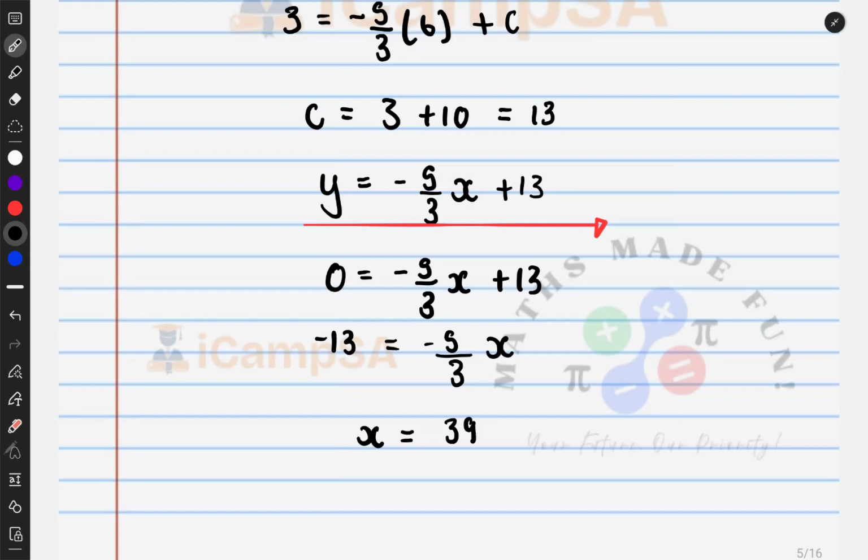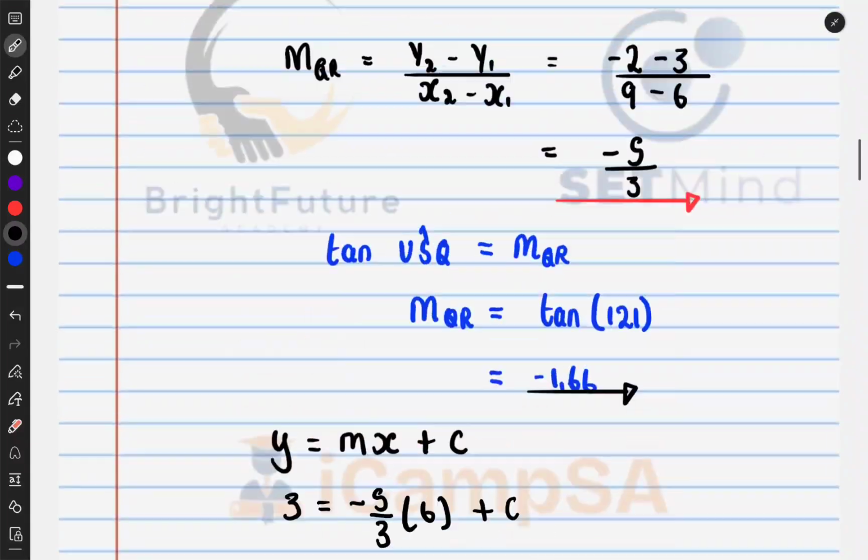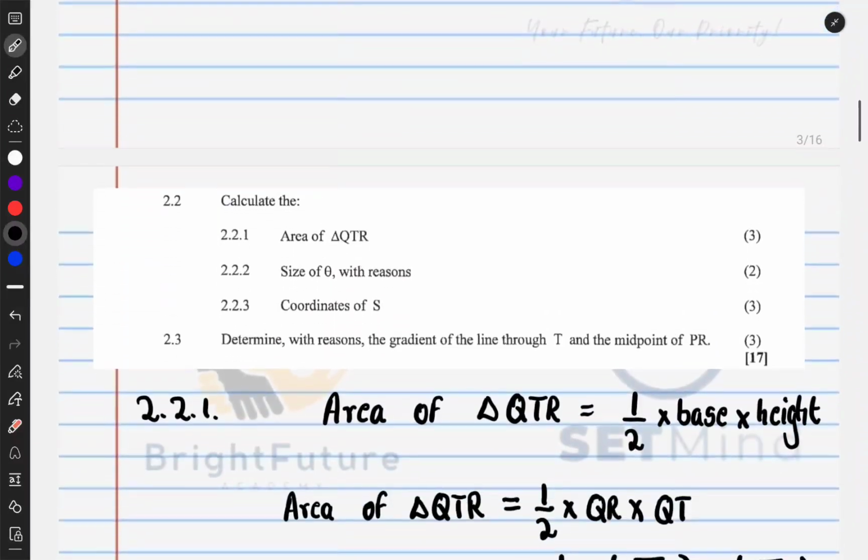X is equal to 39/5. Therefore the coordinates of S are 39/5 and 0. Those are the S coordinates. And then from there, let's go ahead and do the next part.